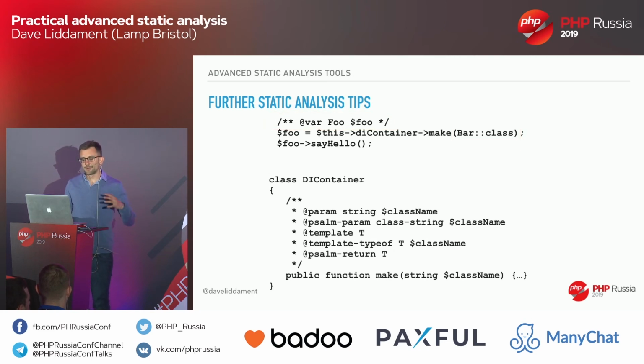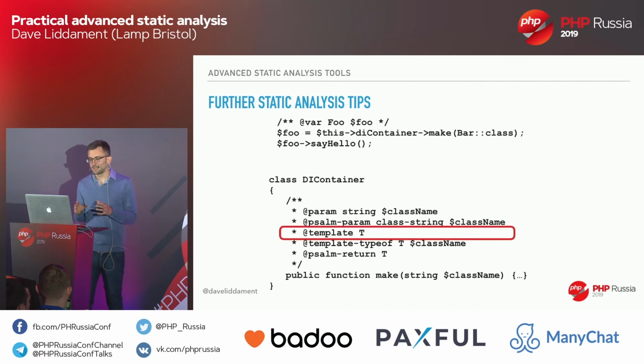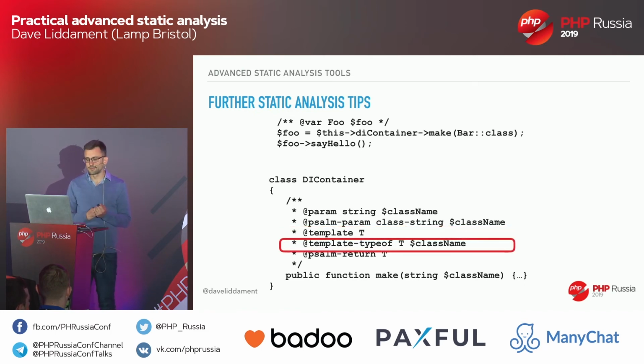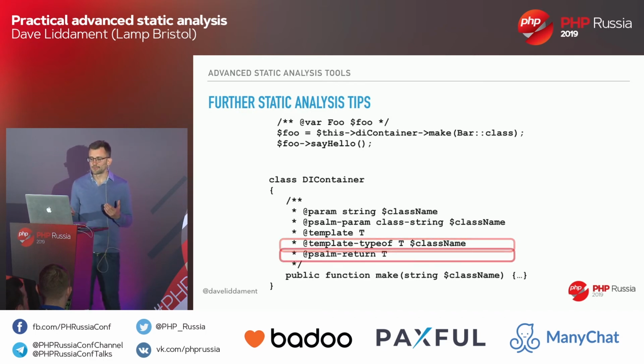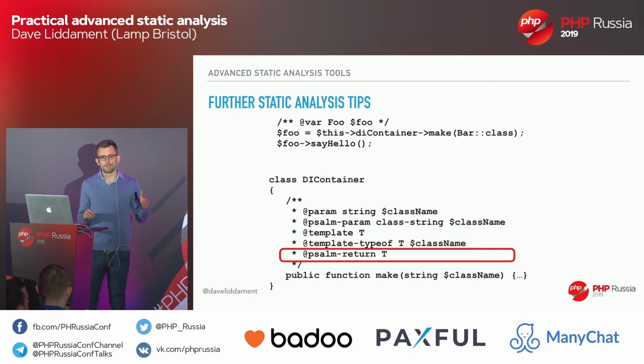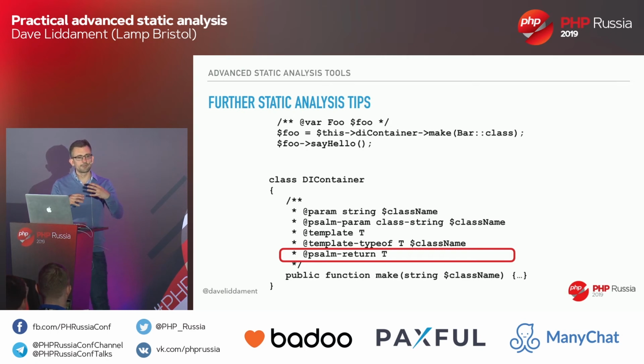So this is kind of an advanced generics concept. We can say we've got this thing, @template T. So this means at the time we're writing this, we don't know what T is. But when Psalm does its analysis, it can say that T is whatever the type of class name that we put in. And then finally, we can say we are returning something of type T. So this is really powerful because that allows a lot more static analysis, and it protects us against all the issues I've shown you so far.